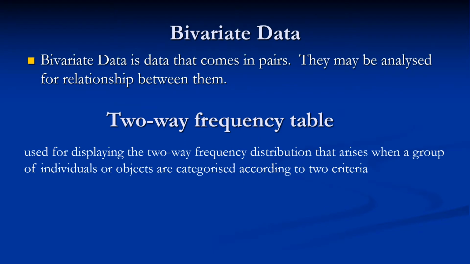First of all, bivariate data is data that comes in pairs. Now you can analyse this bivariate data for a relationship between them, and we store a lot of this data in a two-way frequency table. So a two-way frequency table is used for displaying the two-way frequency distribution that arises when a group of individuals or objects are categorized according to two criteria.